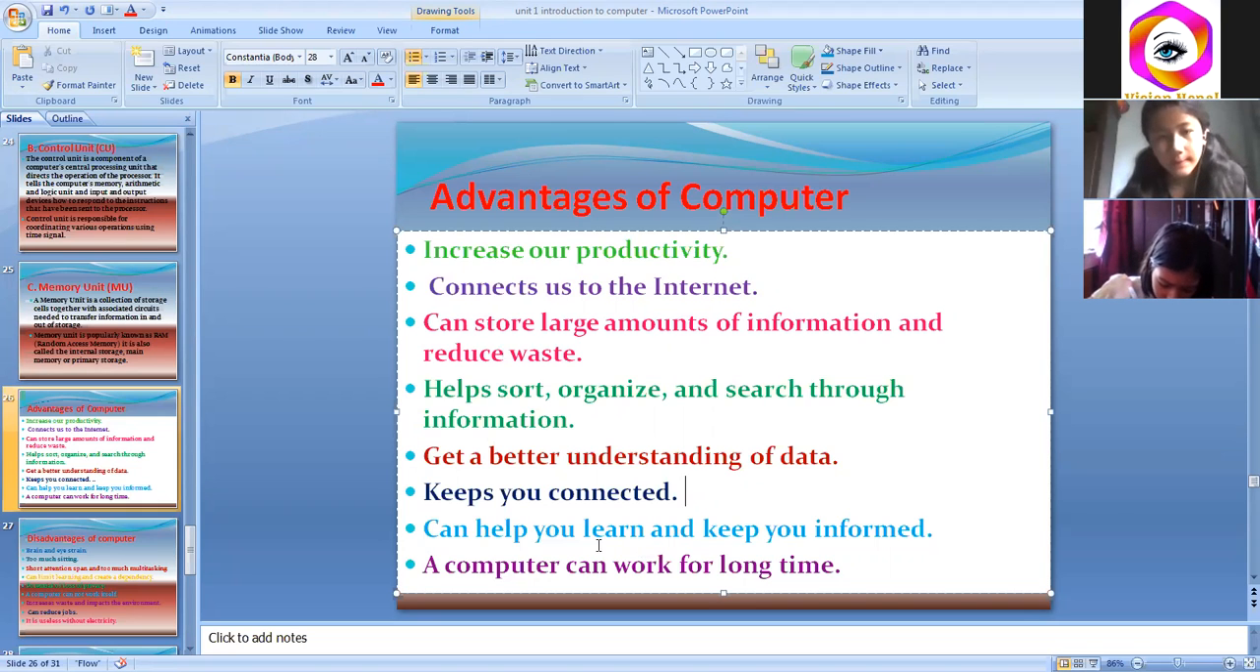And can help you learn and keep you informed, and a computer can work for long time without rest. These are the advantages of computer. Okay, note these. Or if you see page number 3, you will find these advantages and disadvantages on your book page number 3.